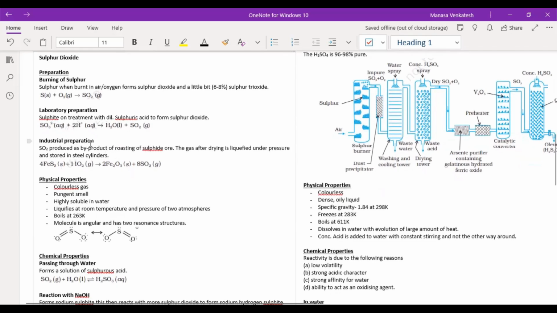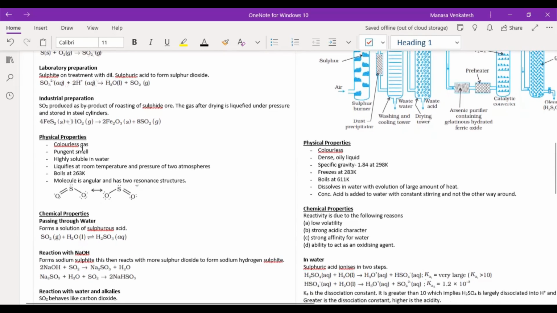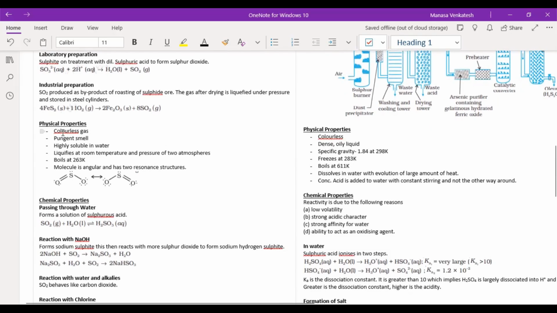Third is the industrial preparation. In the roasting of sulfide ores, one of the byproducts formed is sulfur dioxide. That gas is dried and liquefied under pressure, and stored in steel cylinders. Sulfur dioxide is a colorless gas. It has a pungent smell. It's highly soluble in water, and it liquefies at room temperature and a pressure of 2 atmospheres. Its boiling point is 263 Kelvin, and this is the molecular structure of sulfur dioxide.